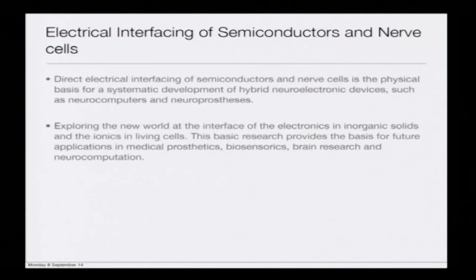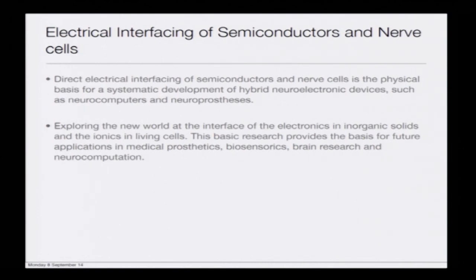So, what are we really trying to do? If you see the second slide, what we are trying to do is electrical interfacing of semiconductors and nerve cells. Direct electrical interfacing of semiconductor and nerve cell is the physical basis for a systematic development of hybrid neuro electronic systems.